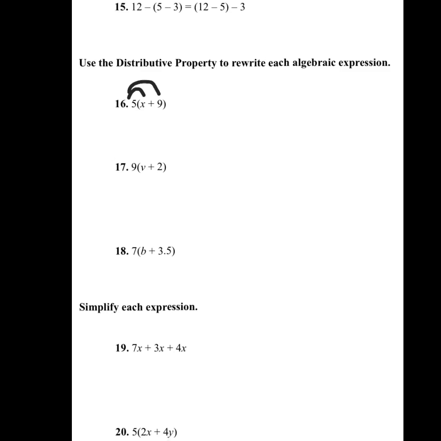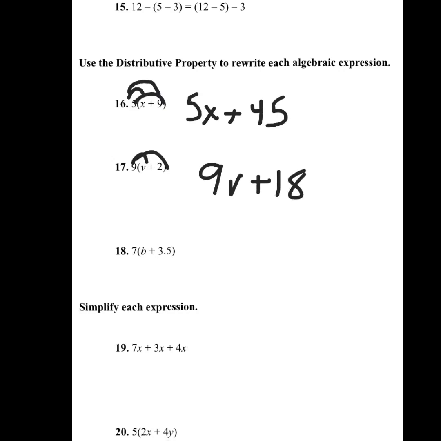So this would be 5x plus 5 times 9 is 45. On the next one, you have to do for both 9v plus 18. In this last one, it's 7b, and then the 7 times 3.5, which is 24.5.